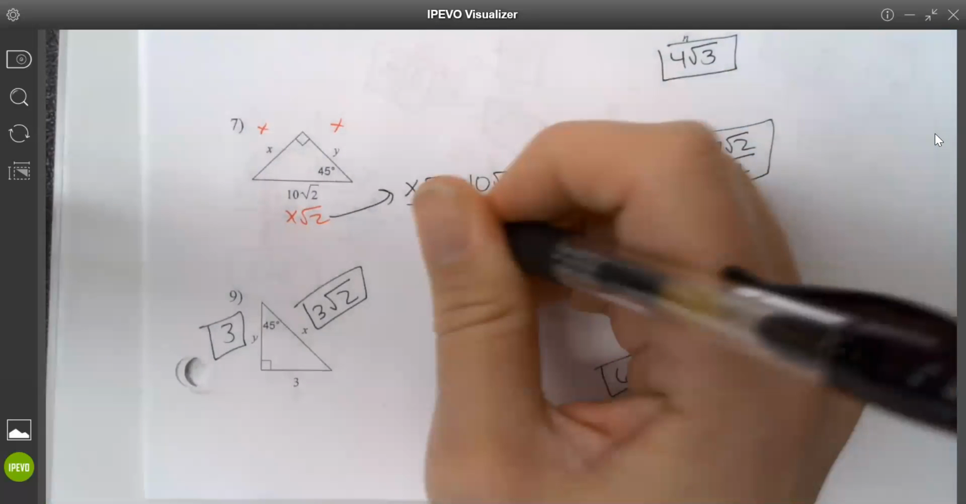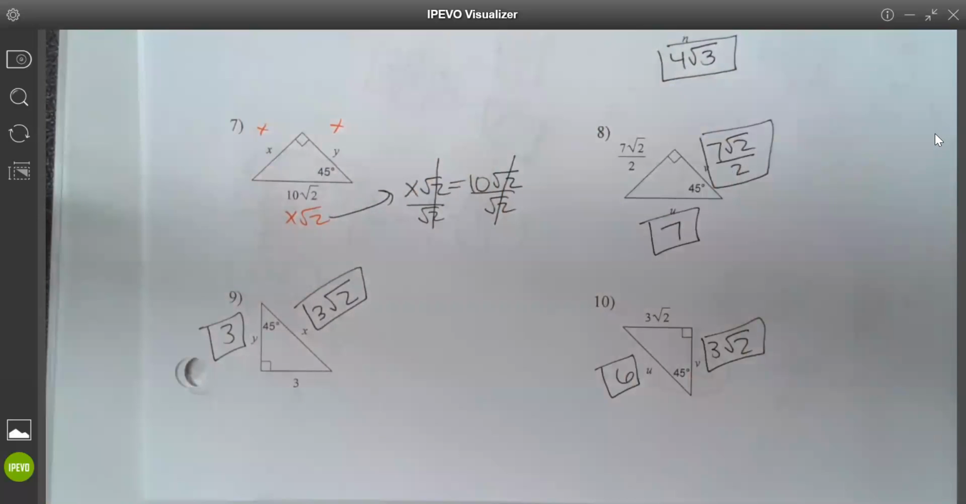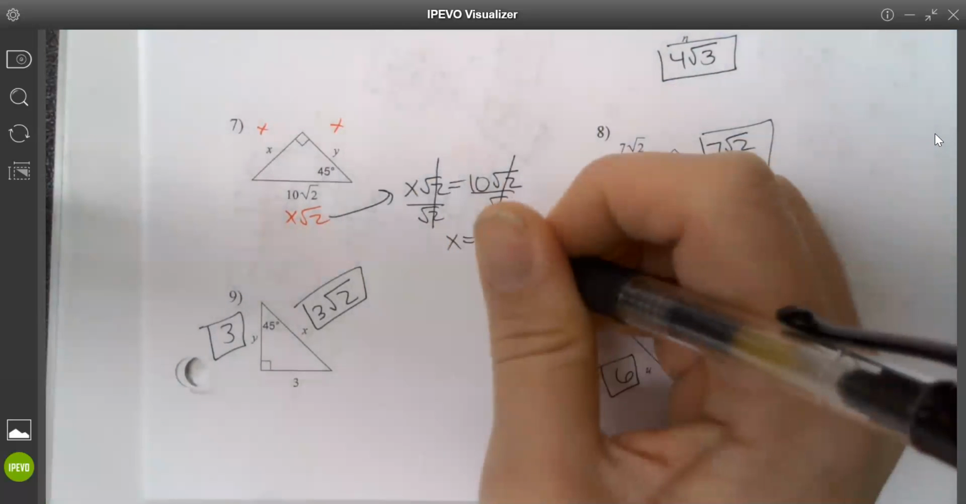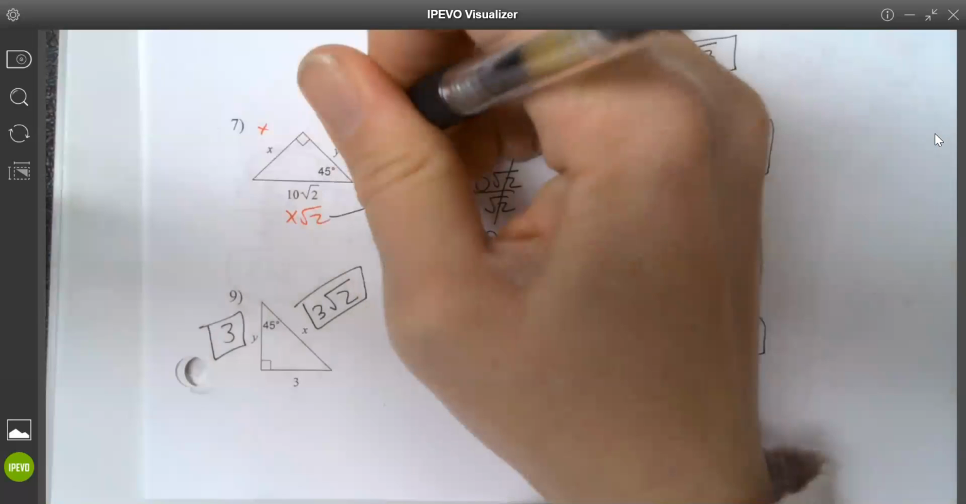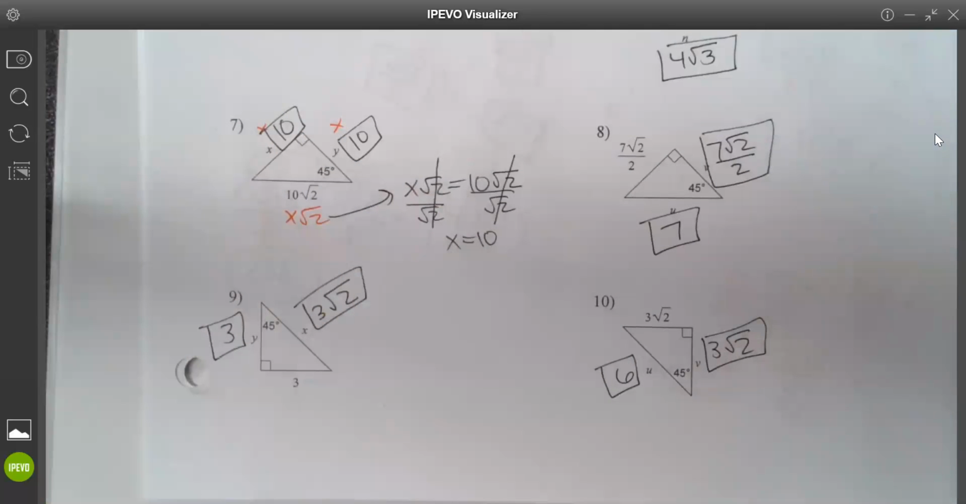I'm just dividing out rad 2, and I want you to make sure you know you can just cancel. Just like when it was an integer, if I have the same term in the numerator as I do in the denominator, it just cancels. So finding x here, x is just 10. So now I plug that in to my 2 missing sides.